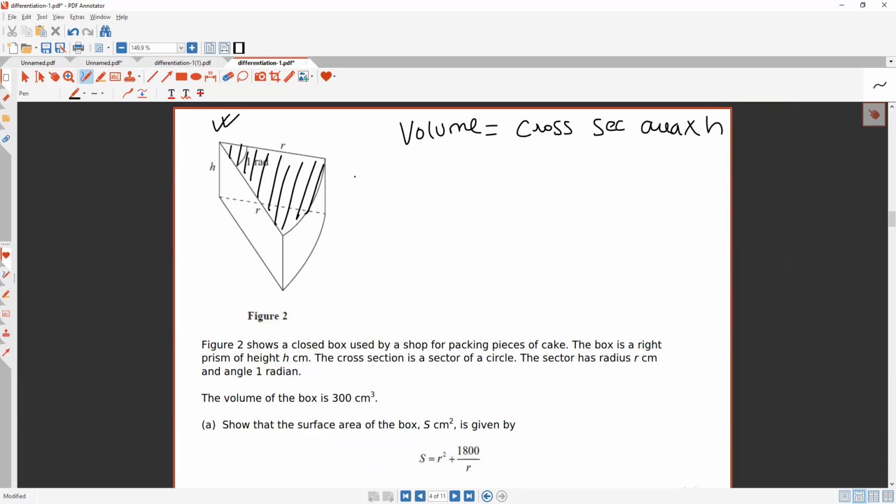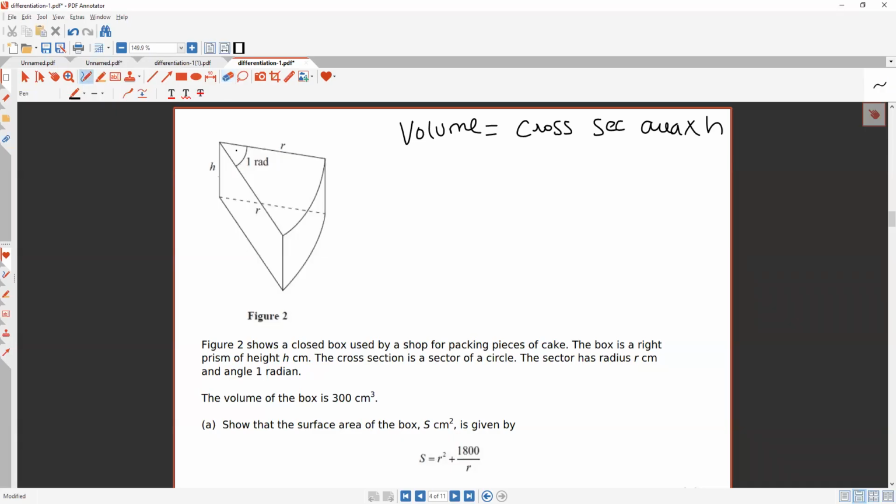Cross-sectional area multiplied by height. What is the cross-sectional area? This is the cross-sectional area: the area of one sector multiplied by the height. Always remember this. How do I know that is the cross-sectional area? Even this could be a cross-sectional area multiplied by height, whatever. The problem is your height is not proper. Can you see that it is not uniform?